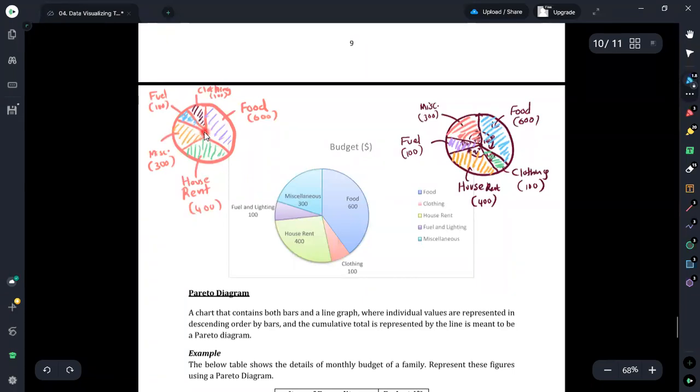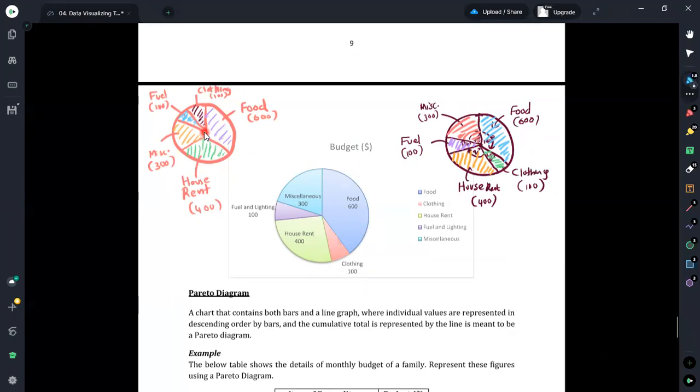Therefore, what I have done here was I have just arranged or rearranged these categories in the descending order of the angle, or the descending order of the amount. Maximum is for food, then for house rent, miscellaneous, fuel and clothing likewise. Then these arranged sectors were shown in the figure in this way. This is the next method we can use.